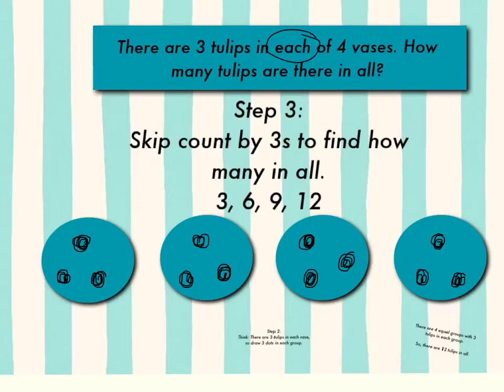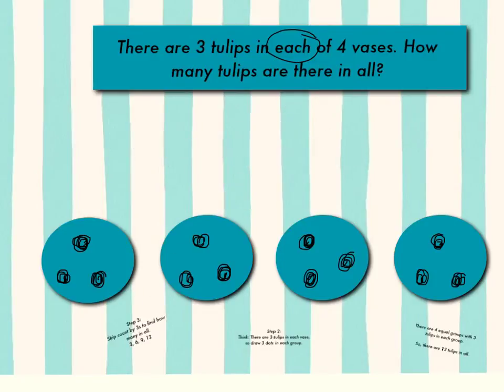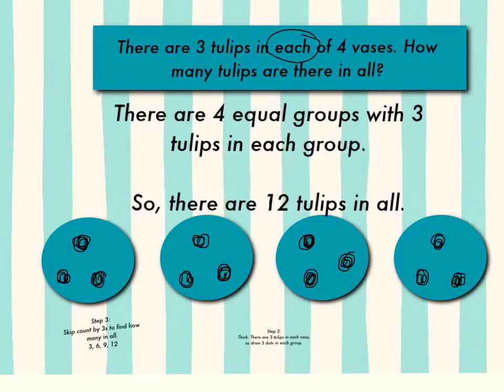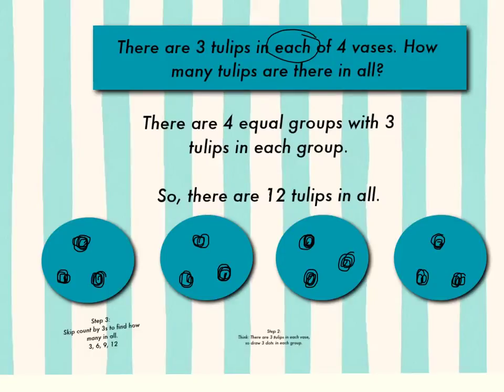So after skip counting, I can know that there are 4 equal groups with 3 tulips in each group. So there are 12 tulips in all. So look at it again. There are 4 equal groups. 1, 2, 3, 4. With 3 tulips in each group. 1, 2, 3, 1, 2, 3, 1, 2, 3, 1, 2, 3. Does any vase have more than another vase? No, because if it did, it would not be an equal group. So there are 12 tulips in all.